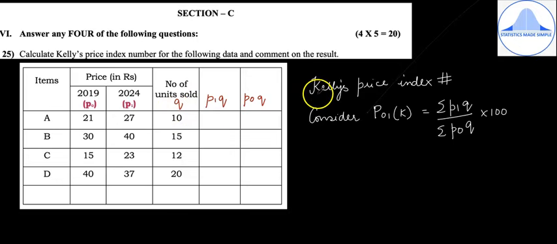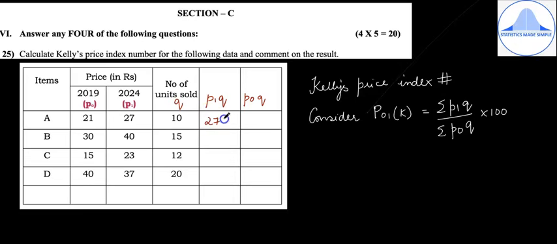So next let us write Kelly's price index number. For any price index number, first we start with summation P1 divided by summation P0, and since the weights are the fixed quantities, multiply the numerator and denominator by Q into 100. So now let's form two columns, P1Q and P0Q.